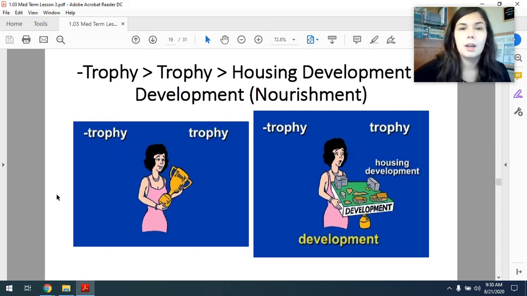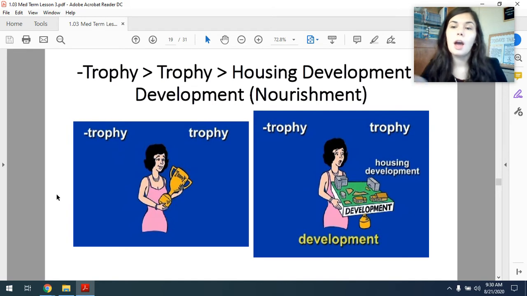I wish I had a better way for you to remember this one. I will give you an example. Typically, the way you'll hear this is actually not as trophy, but like atrophy, okay? So atrophy, A in front of trophy, means without something or lack of something. So lack of development or less development.